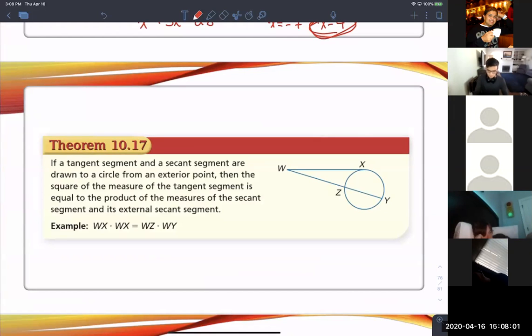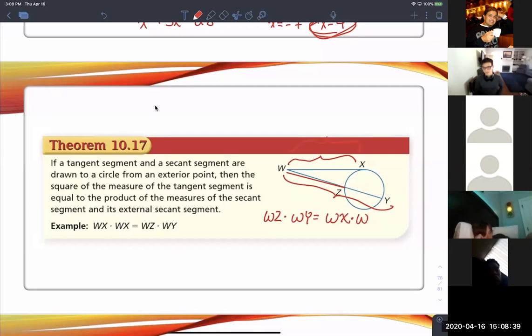And this is probably the most complicated one that we're going to be dealing with. It is when we have outside, but we don't have a secant and we don't have two secants. We have a secant and a tangent. And the relationship is the piece to the circle times the entire piece equals the piece to the circle times the piece to the circle. So WZ times WY equals WX times WX, right?